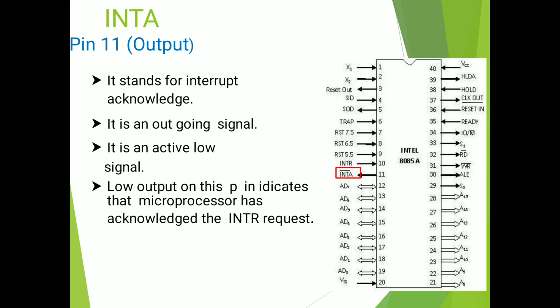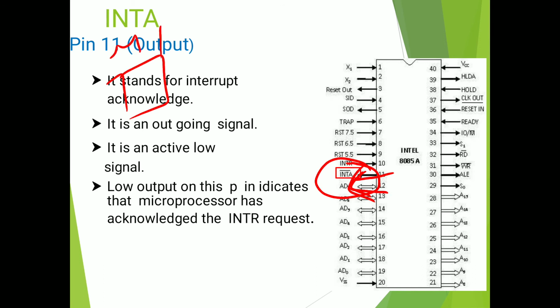INTA. INTA stands for interrupt acknowledge. It is an outgoing signal. The arrow is towards the input-output devices or peripheral devices. It is an active low signal because there is a bar on the INTA signal. It is active when this pin is 0. So it is called an active low signal. A low output on this pin indicates that the microprocessor has acknowledged the INTR request.